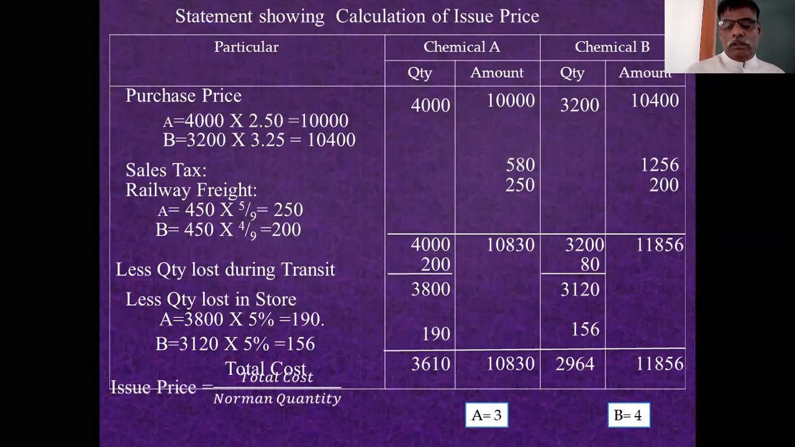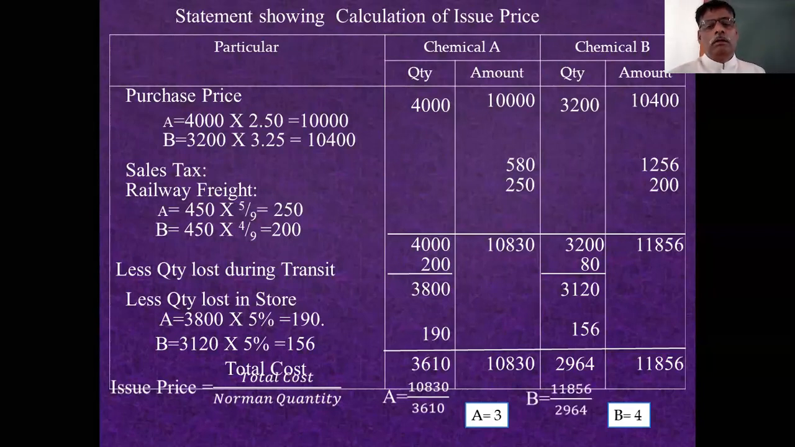Okay. It is fixed. Then A is equal to 10,830 divided by 3,610, which is 3 rupees. Issue price of A is 3 and issue price of B is 4. How is it 4? 11,856 divided by 2,964. Check it. Is it right or wrong? Exactly 4 or not? Okay, in this way you calculate the amount.